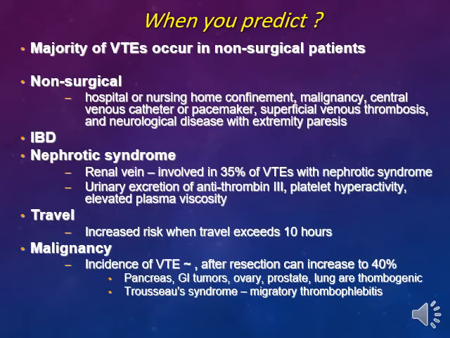Another very important factor is malignancy. The incidence increases with the presence of malignancy. You can imagine that after resection, it reaches about 40% of patients, so those patients are classified as high risk for development of deep vein thrombosis and pulmonary embolism. The most common tumors leading to VTE, or venous thromboembolism, are GIT tumors like pancreatic tumor and colonic cancer. Also ovarian or prostatic tumor and lung cancer are thrombogenic. And when you see migratory thrombophlebitis, you must search for malignancy because of the hypercoagulable state.